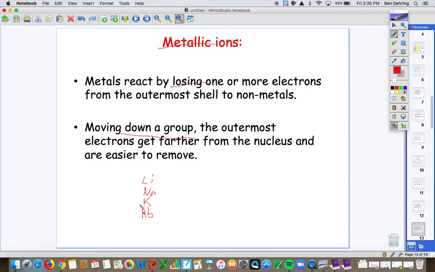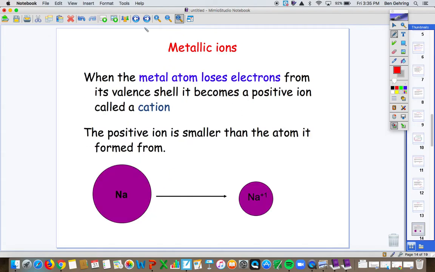As you do that, you're going down, you're increasing the distance from the nucleus. So as you get farther out, it's easier to lose that electron. You need less energy, so it's easier to remove electrons from these bottom substances. And when those metal atoms lose electrons, they become positive, and your ion, a positive ion, is smaller than the atom it came from.